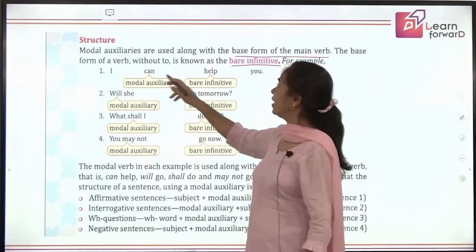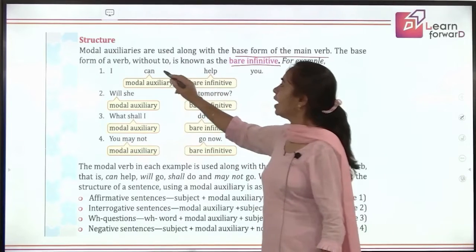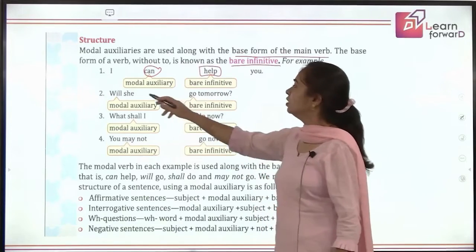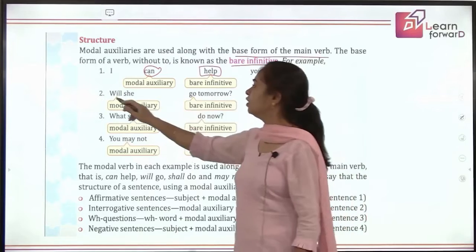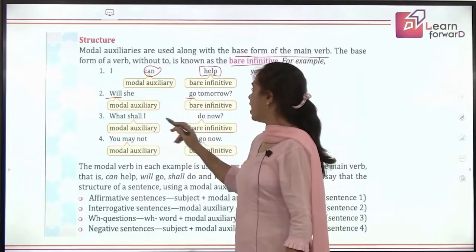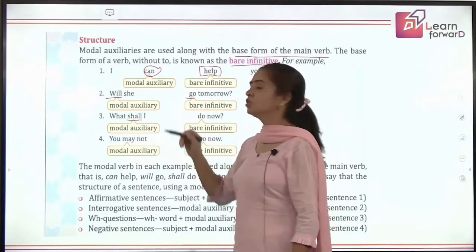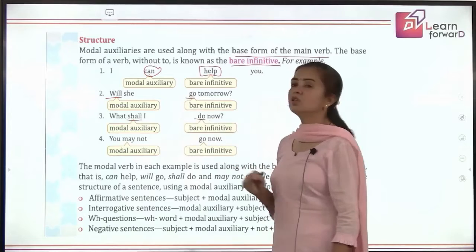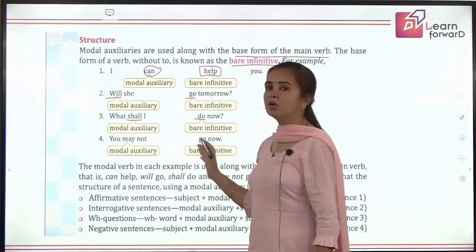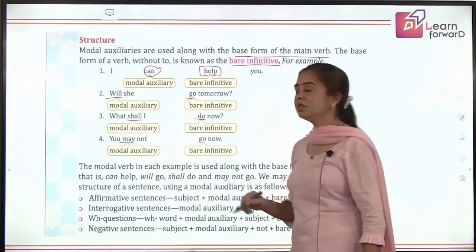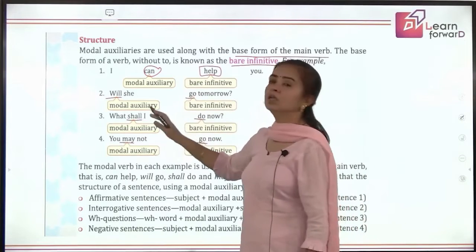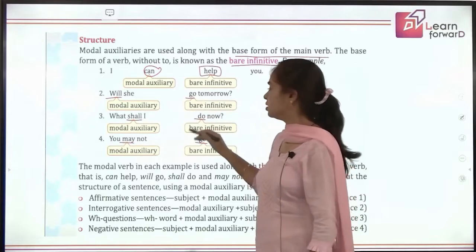So I can help you. Here can is the modal auxiliary and help is your bare infinitive. Will she go tomorrow? Again, will is the modal auxiliary and go is the bare infinitive. What shall I do now? Here, shall is your modal auxiliary and do is your bare infinitive. That is the main action here. You may not go now. So, may here is the modal auxiliary and go is the bare infinitive, right? So, this is how the structure of modal auxiliaries is taken.